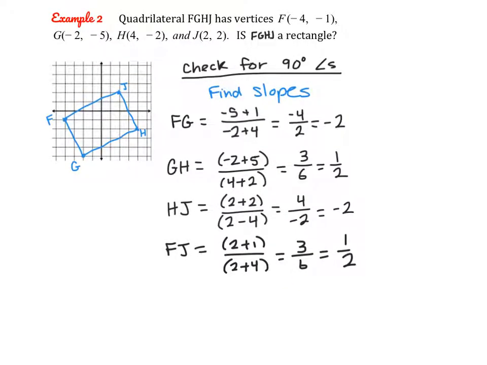from our slopes. So the first thing that you might notice is that we have some slopes that are equal. We see that the slope of line segment FG is equal to the slope of line segment HJ. That means that we can conclude that FG is parallel to HJ, and that's because they have the same slope. Okay, let's go ahead and add that into our figure. So FG is here and HJ is here.